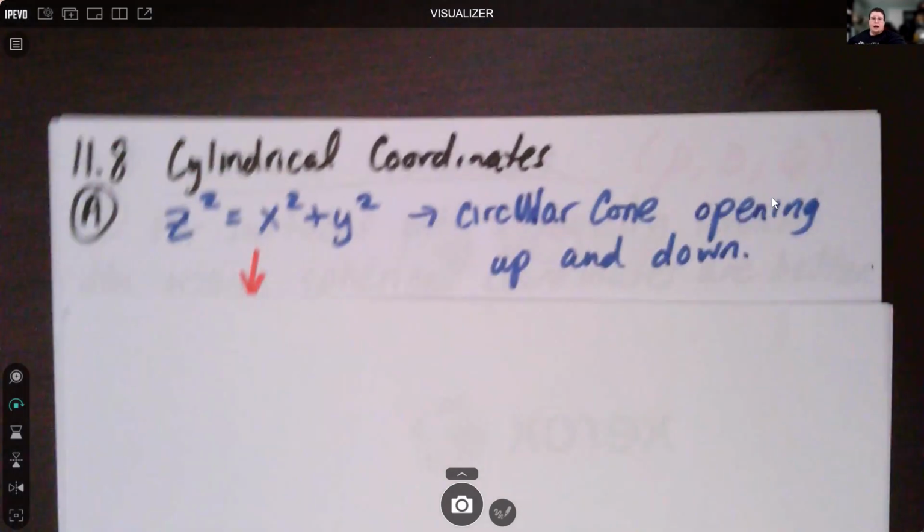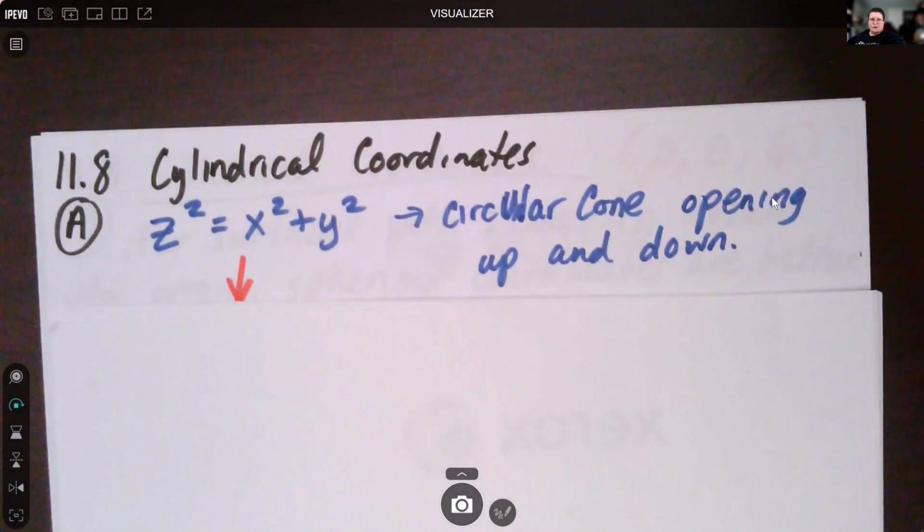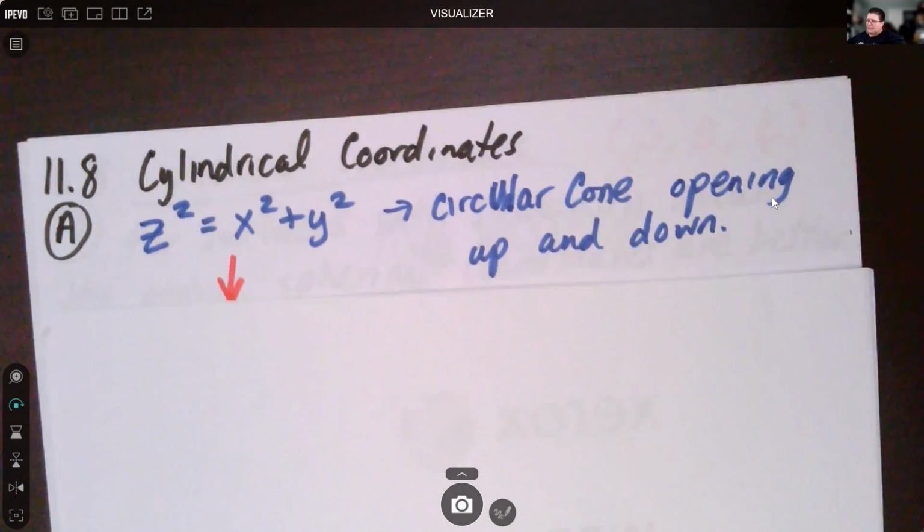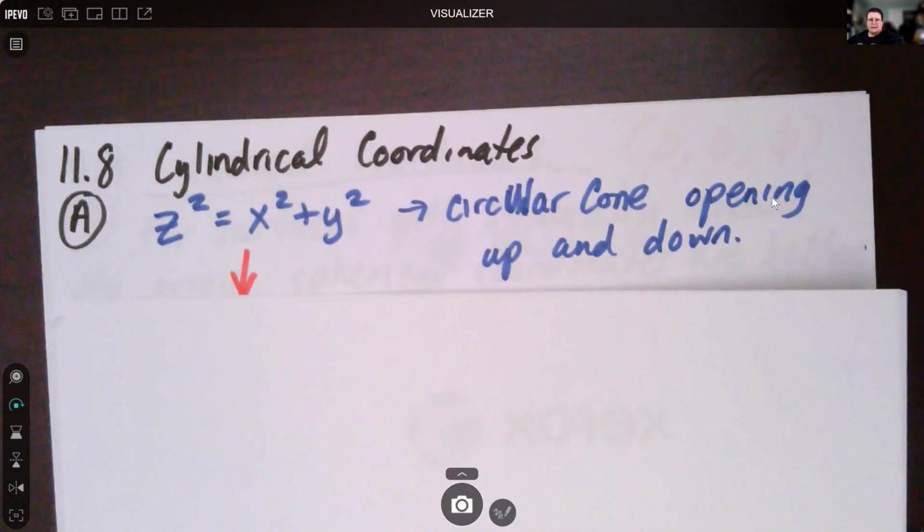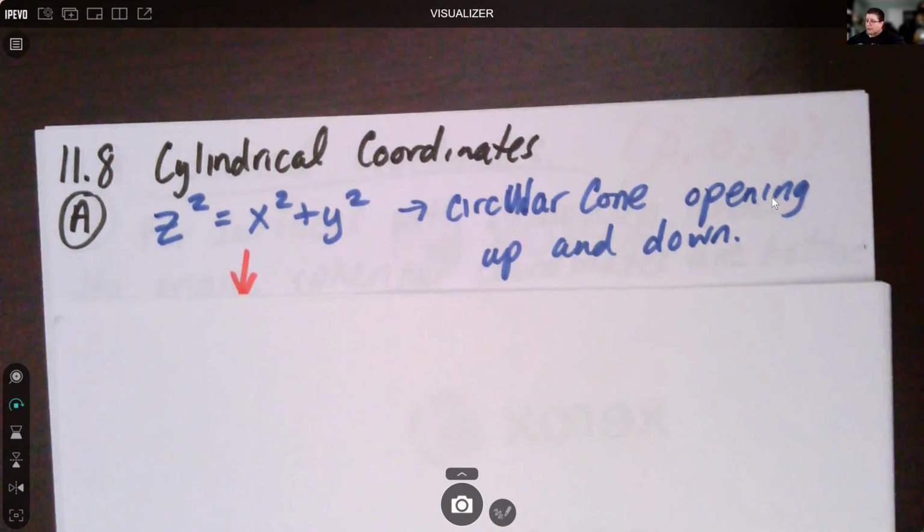Let's look at converting an equation to the other system. So I've got z squared equals x squared plus y squared. This is one of the things I had sort of given you in the other video. It's a circular cone opening up and down. But let's rewrite this in cylindrical coordinates.